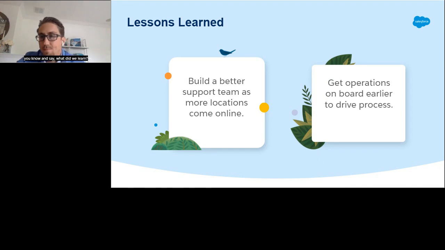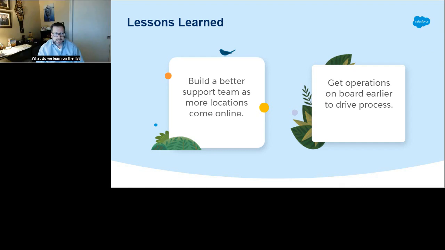Perfect. If I could wave a magic wand and say what did we learn on the fly? Look, building a better support team as more and more locations came online. We had a support team in place once we went live with the first 14 branches, and that support team stayed the exact same people throughout our 8 rollouts, right? The lesson learned is that about halfway through, I would have added more support staff. That's on me for not doing that.